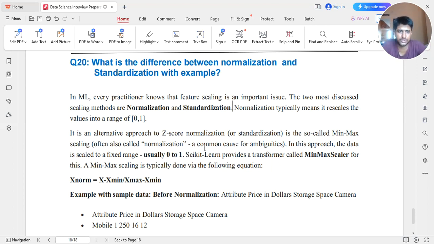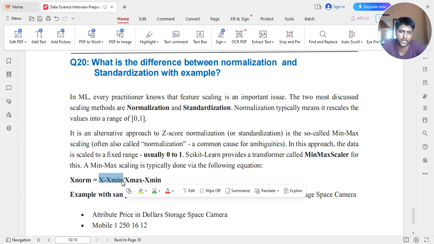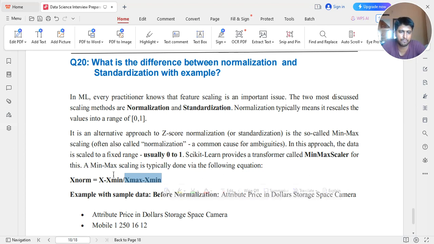Z-score normalization is an alternative approach to standardization. Normalization is also called min-max scaling, and it is often just called normalization, which leads to ambiguities. In this approach, we scale to a fixed range, usually 0 to 1. Scikit-Learn provides a transformer called MinMaxScaler for this. Min-max scaling is done by the following equation: X norm is equal to x minus x minimum, divided by x max minus x minimum.